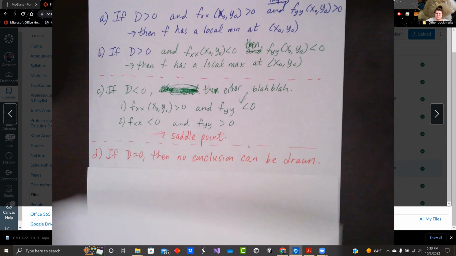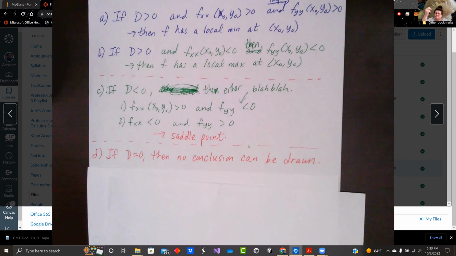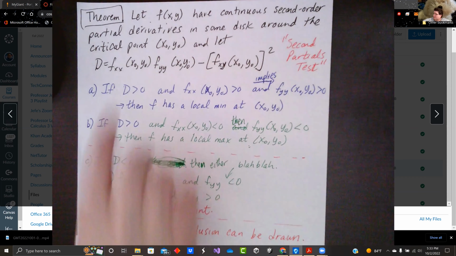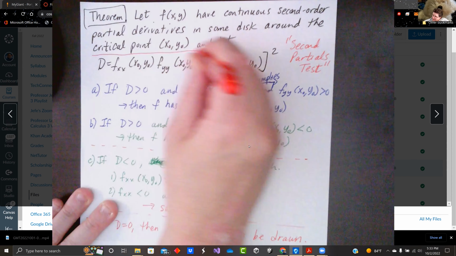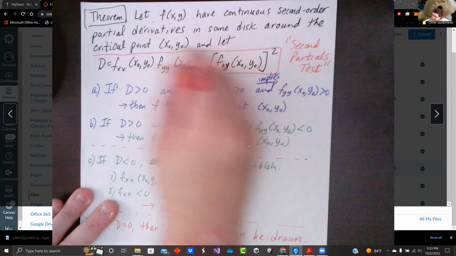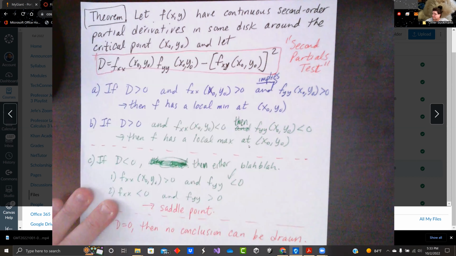So we'll take a look at some examples in the next video. Keep in mind, this is the important formula right here. This is our second partials test. And we're going to use that.